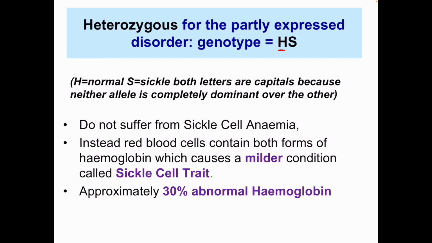People who are heterozygous for this disorder have one incompletely dominant allele for normal haemoglobin and one incompletely dominant allele for the mutated S haemoglobin. These people do not suffer from sickle cell anemia. However, they do produce a small proportion of abnormal haemoglobin, which causes them to have a milder form of the condition that's referred to as sickle cell trait. In this case, approximately 30% of their haemoglobin is abnormal, so approximately 30% of their red blood cells will be abnormally shaped.